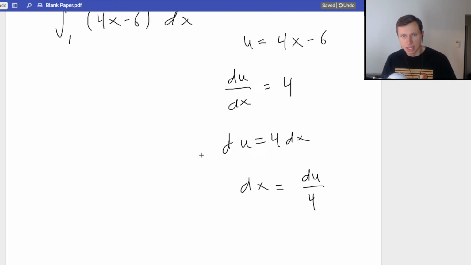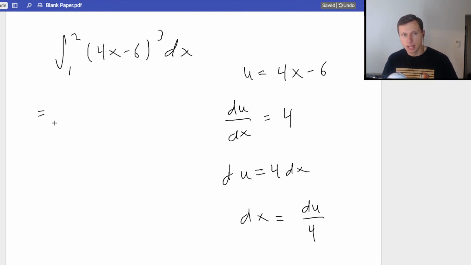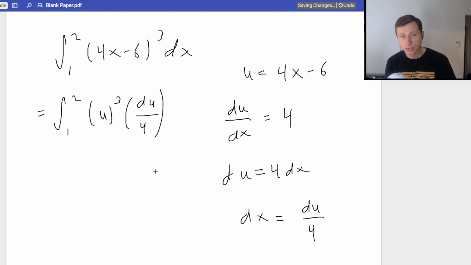Perfect. Now I'm going to plug in for dx and for u. I'm going to get the integral from 1 to 2 of, now it's u cubed, u cubed times dx is now du over 4. This is when you say, uh-oh, nothing canceled, and you would be correct. Now, did I choose the right u for my u substitution, though? I did choose the right u substitution. How? Well, it doesn't need to cancel out. Remember, the x's just need to be gone. Do you see any x's here? Nope. Then we chose the right u.